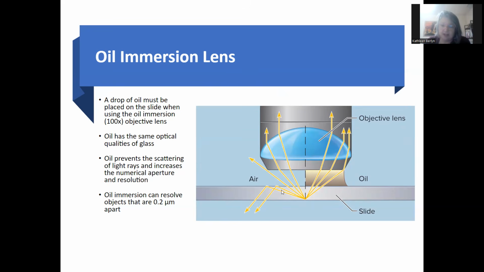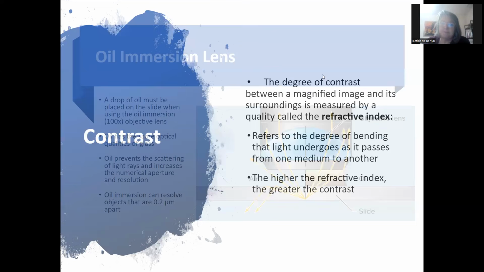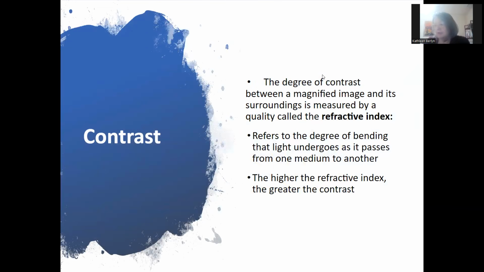Versus if you don't have the oil, you have more air, and light bends as the light comes out of the slide and hits the air again. It's going to bend again, and that's going to reduce the amount of light that's going through, and your specimens will not have as good of resolution. So things will look blurrier. You won't be able to distinguish objects as well as when you're using the oil. So in our class, you'll always want to be focused on using the oil.